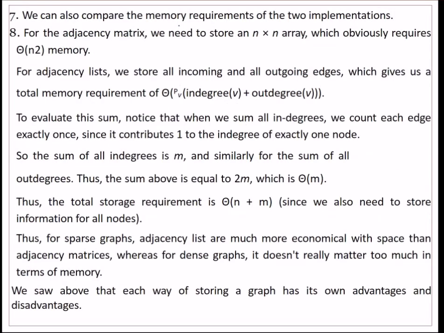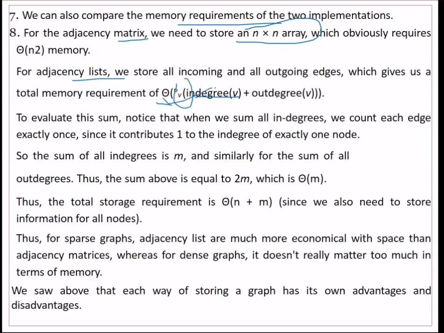We can also compare the memory requirements of these two, the adjacency list and the matrix. For the adjacency matrix, we need to store an n by n array, which obviously requires order of n squared. For the list, we store all incoming and outgoing edges, which gives us a total memory requirement of Theta of the sum of in degrees plus out degrees, over all vertices V.